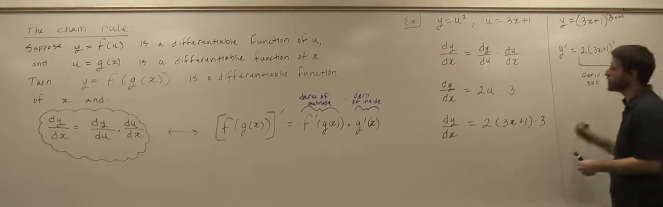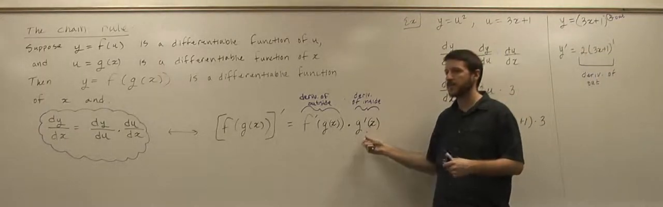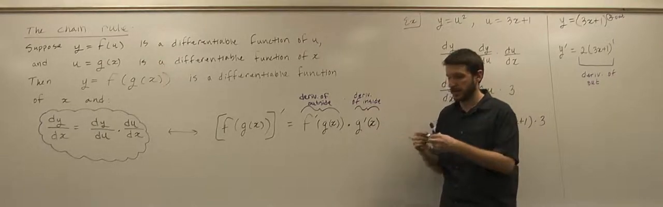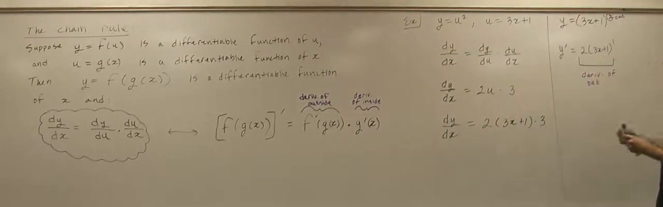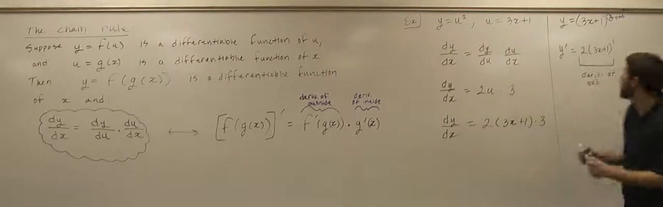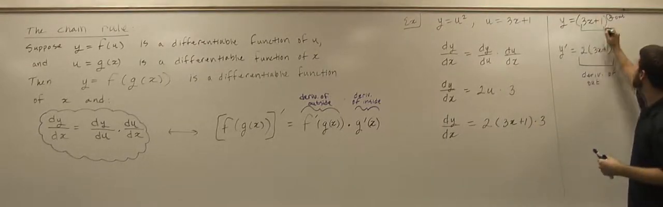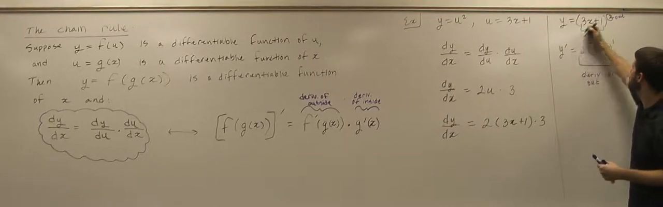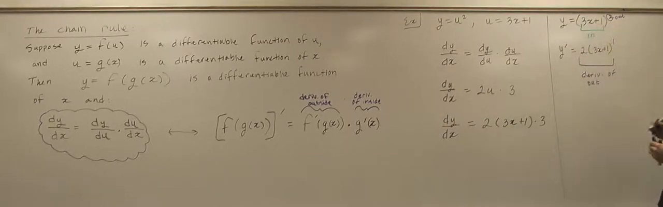But what the chain rule says is you have to multiply by the derivative of the inside. So to match this answer, we would have to take the inside function, which is right here, and do the derivative of the inside. The derivative of 3x plus 1 is 3.